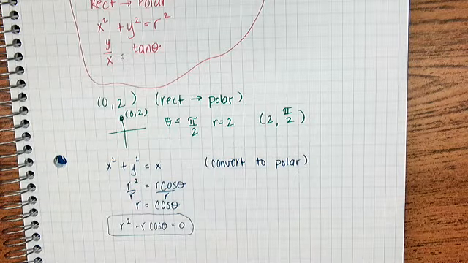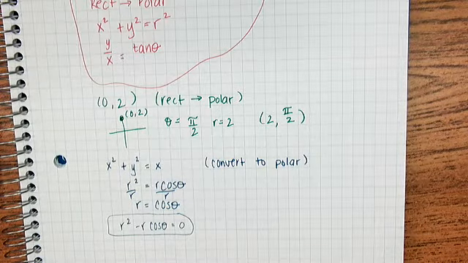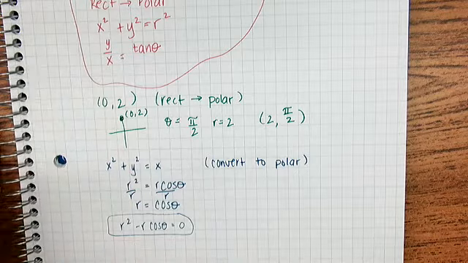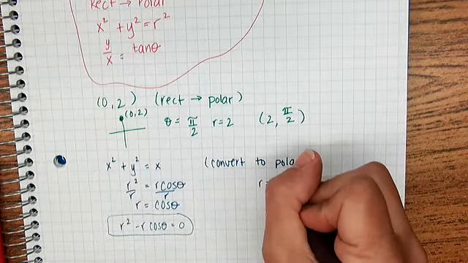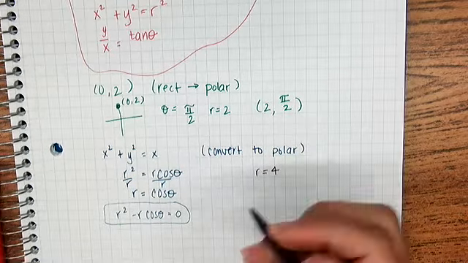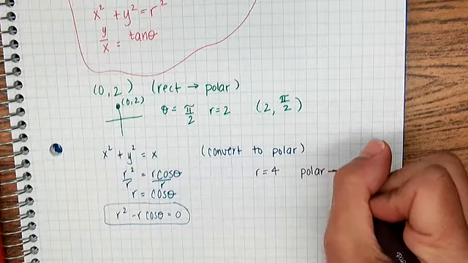Okay, let's do it the other way around. Let's take a polar equation and convert it to rectangular. We'll start with something not so bad. So this is polar. It has an r in it. It has to be polar.